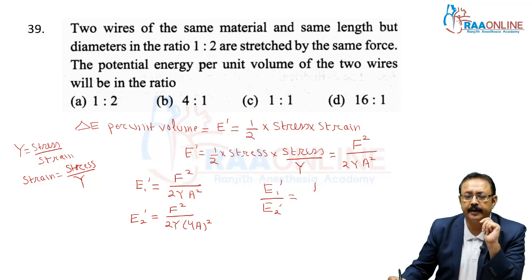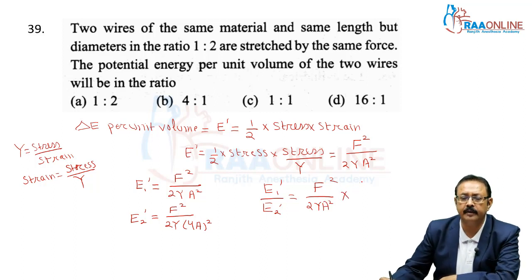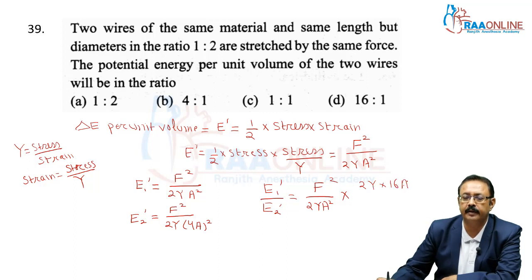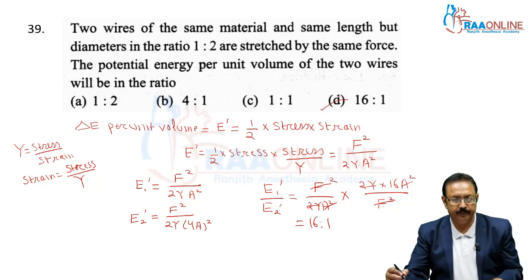So first writing E1 dash, F square upon 2Y A square, divided by, multiplying, so what am I getting? 2Y into 16a square upon F square. Cancel this with this, 2Y with 2Y, a square with a square. What are we getting? 16:1. So going with D option.